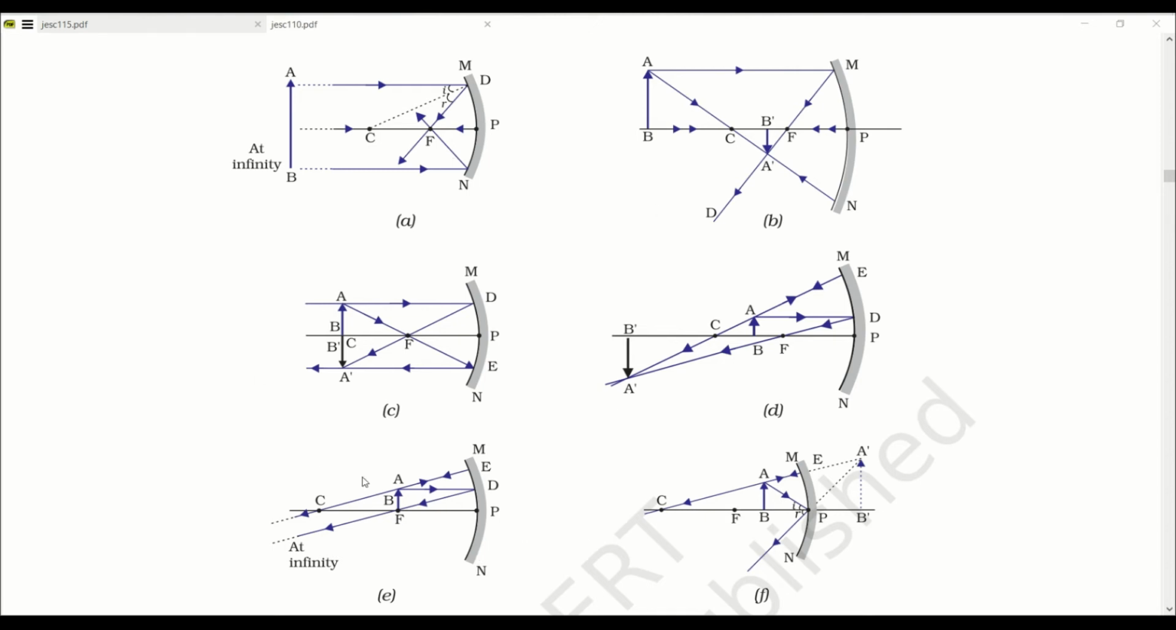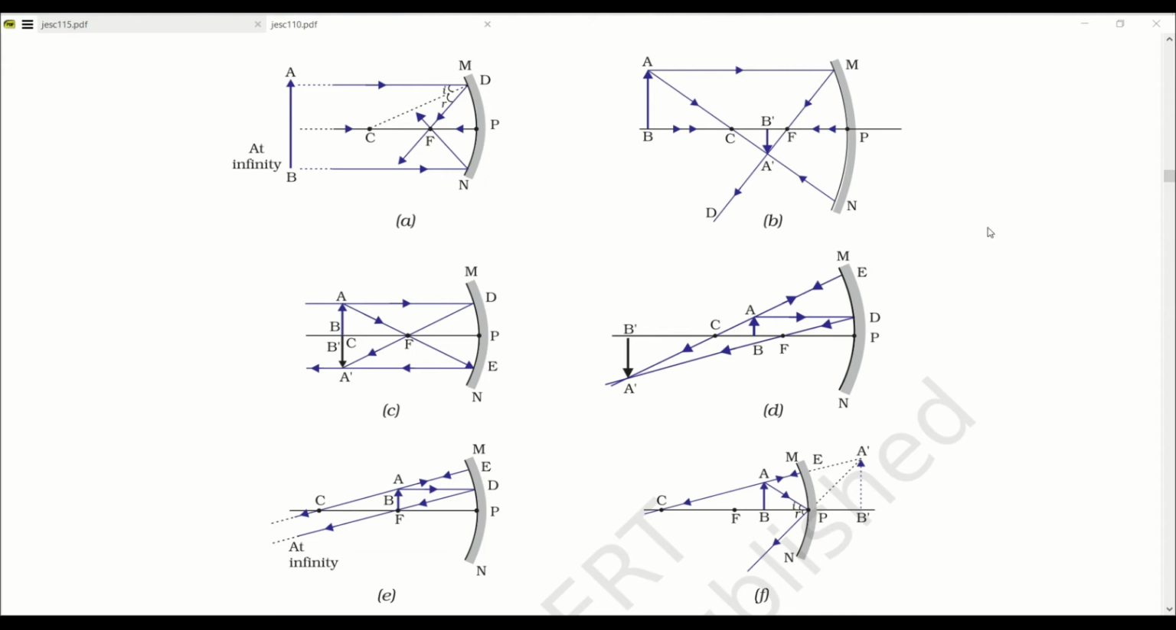So in all the 5 cases, your image will have the nature of real and inverted. But this is the only situation where the image will be virtual and erect. In direction A you will find A dash, but that would be larger, and this time the image will be formed behind the mirror. In all the 5 situations, image formation was in front of the mirror, while in this case the image will be formed behind the mirror.